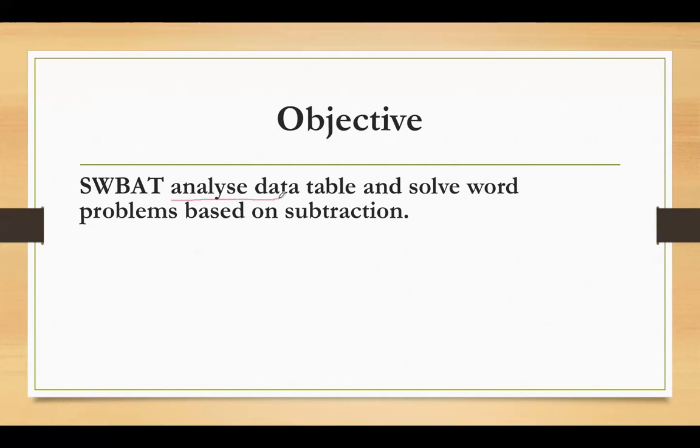So analyze data table. There is one word here. Then we will be able to solve word problems. This is another important word in this objective, and then subtraction. So we have 3 very important things to discuss in this objective. Analyze data table means that there will be one table which would be filled with data. And data means any type of information regarding anything. So it can be numbers, it can be names of people or things.